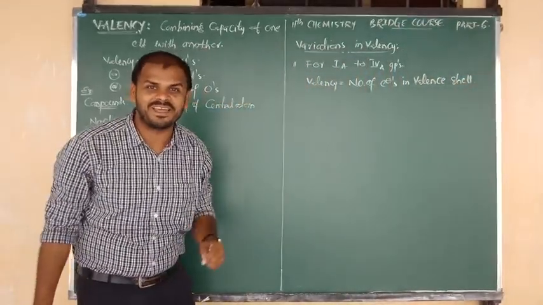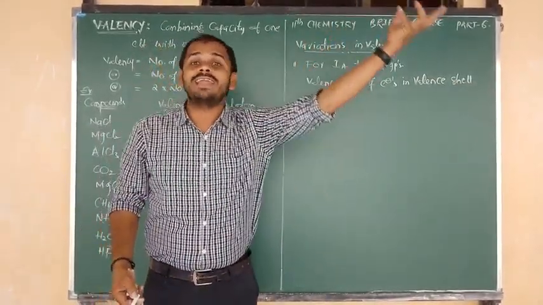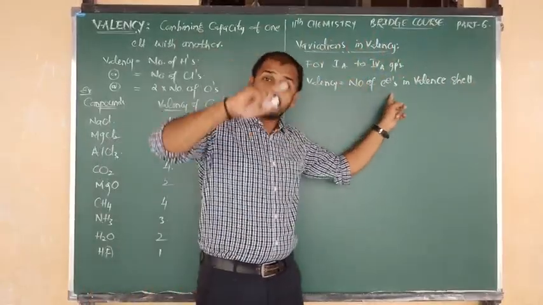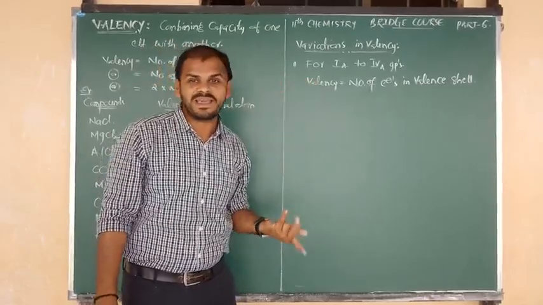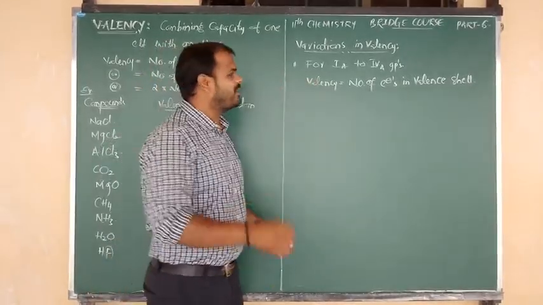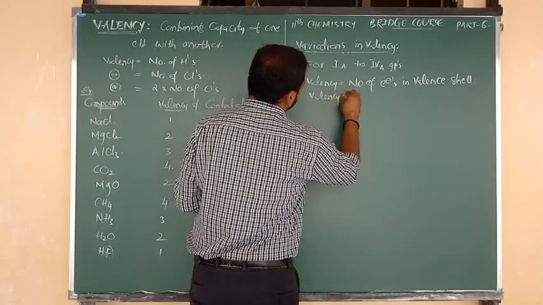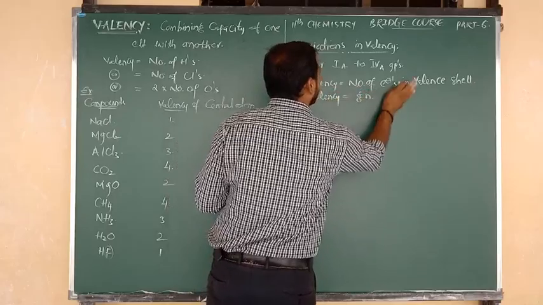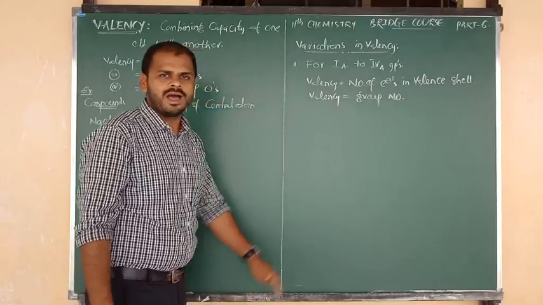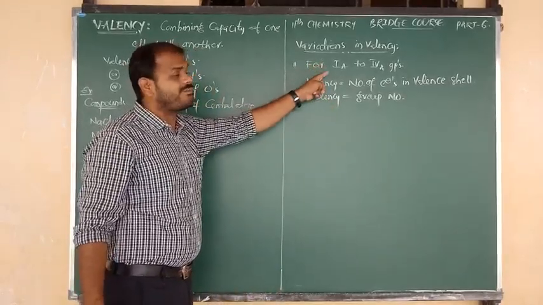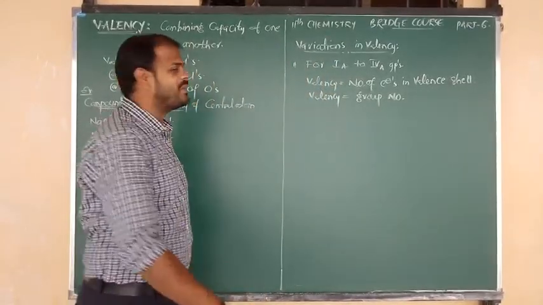This point you know very well. What do we generally say is the meaning of valency? The number of electrons present in the outermost orbit, the valence shell, is valency. This formula is also correct. Also we can say that valency is equal to the group number. Try to remember both formulas. These formulas are applicable only for 1A to 4A groups. Now I am going to give you one example.